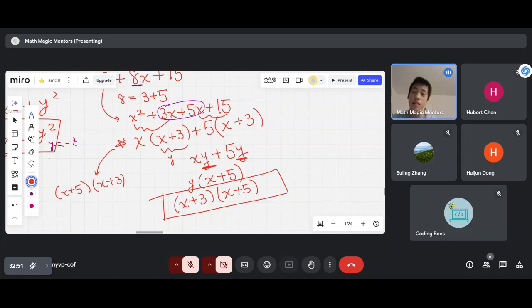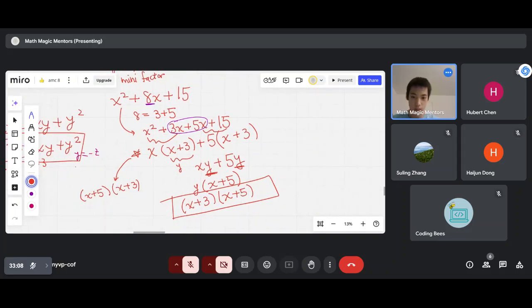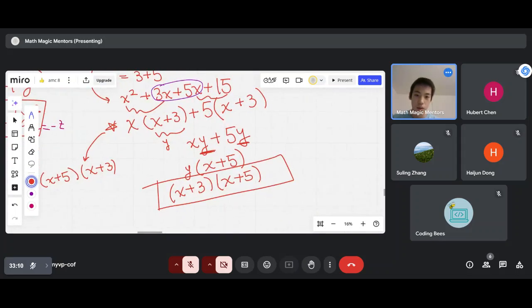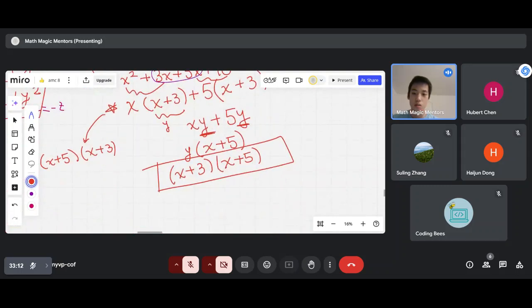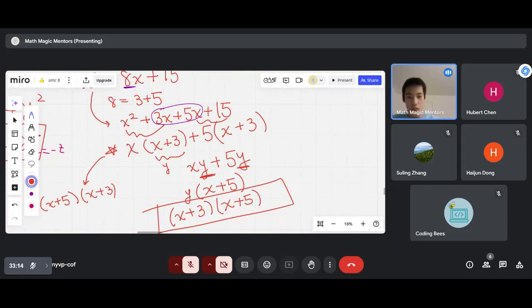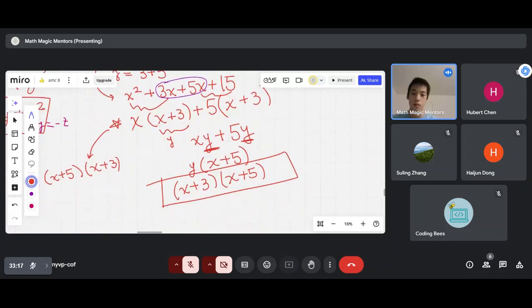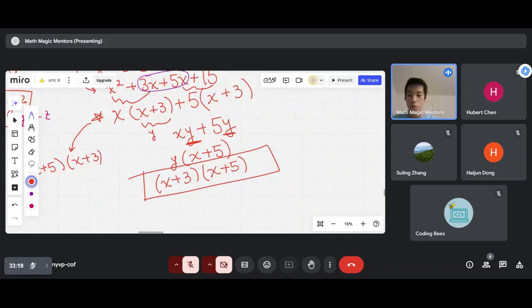I like to think of factoring as the reverse distributive property. You're trying to reverse the tedious multiplication that you've done to get that polynomial, and then trying to get a product of several terms together. And so our product here would be x plus 3 times x plus 5, which is the same thing as the quadratic above here.